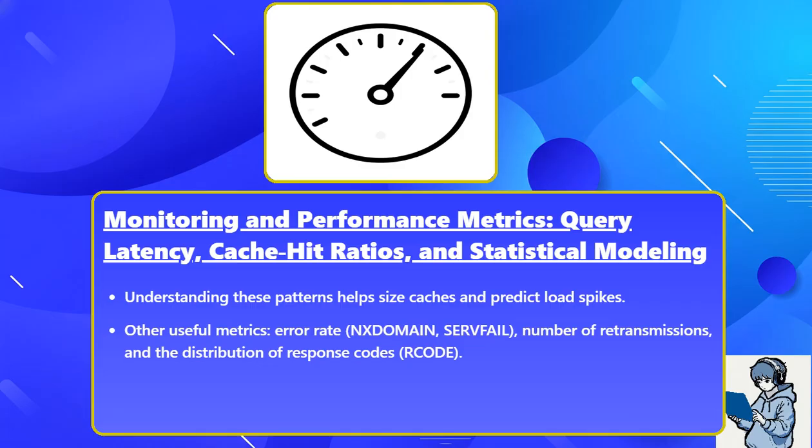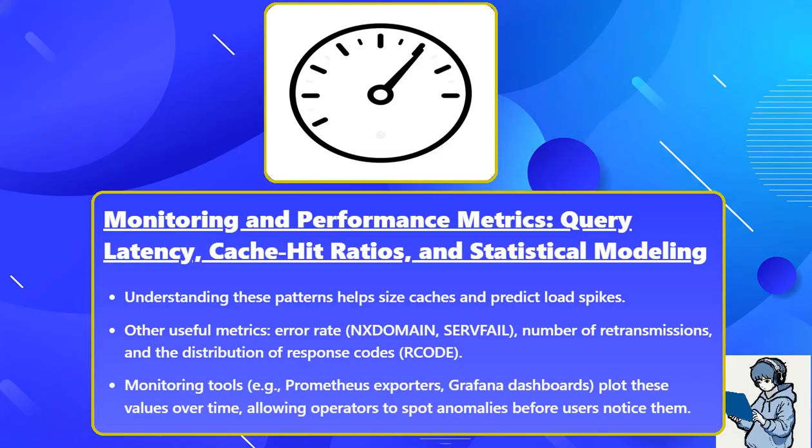Other useful metrics: error rate, NXDOMAIN, SERVFAIL, number of retransmissions, and the distribution of response codes, RCODE. Monitoring tools, for example Prometheus exporters and Grafana dashboards, plot these values over time, allowing operators to spot anomalies before users notice them.